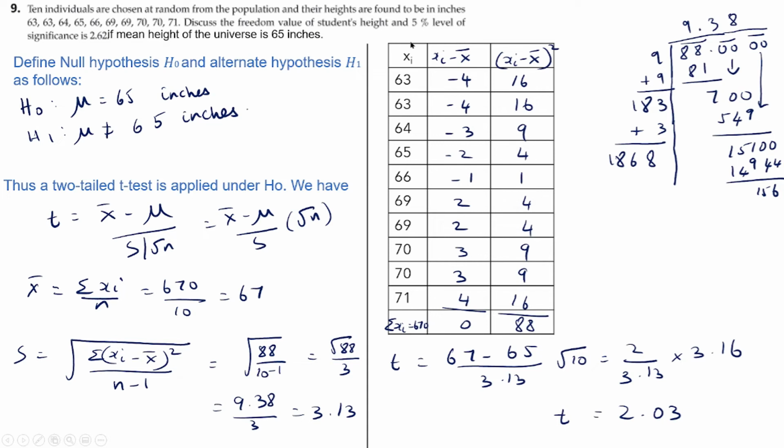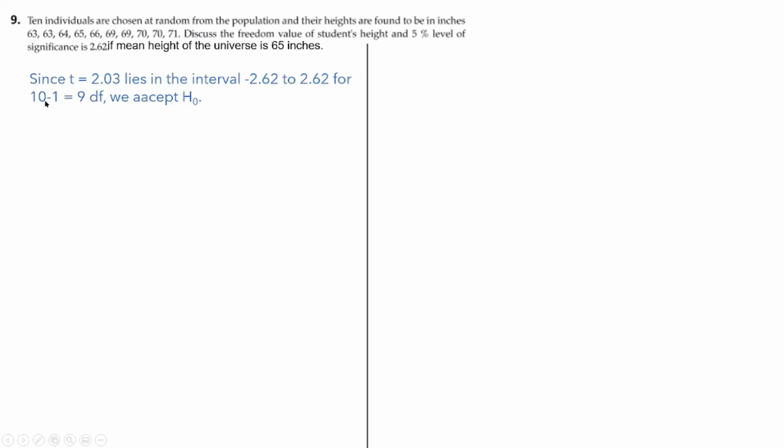At 5% level of significance and 9 degrees of freedom, the table value of T is 2.62. But since this value is less than 2.62, it means we can accept H0. Since T equal to 2.03 lies in the interval minus 2.62 to 2.62 for 10 minus 1 equal to 9 degrees of freedom, we accept H0.